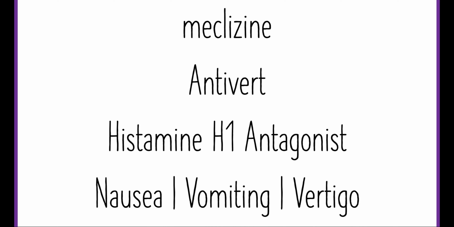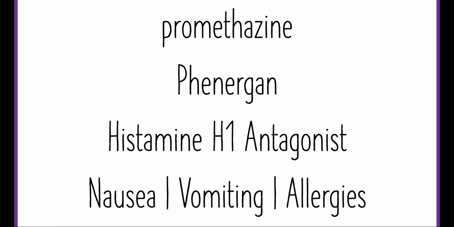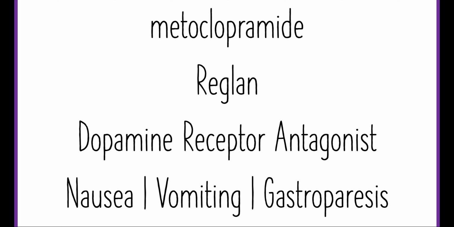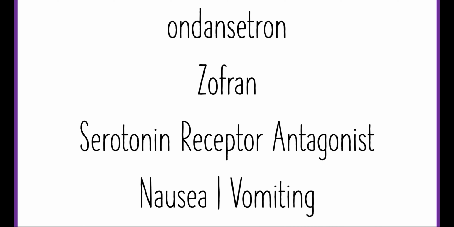Meclizine or Antivert is a histamine H1 antagonist for nausea, vomiting, and vertigo. Promethazine or Phenergan is a histamine H1 antagonist for nausea, vomiting, and allergies. Metoclopramide or Reglan is a dopamine receptor antagonist for nausea, vomiting, and gastroparesis. Ondansetron or Zofran is a serotonin receptor antagonist for nausea and vomiting.